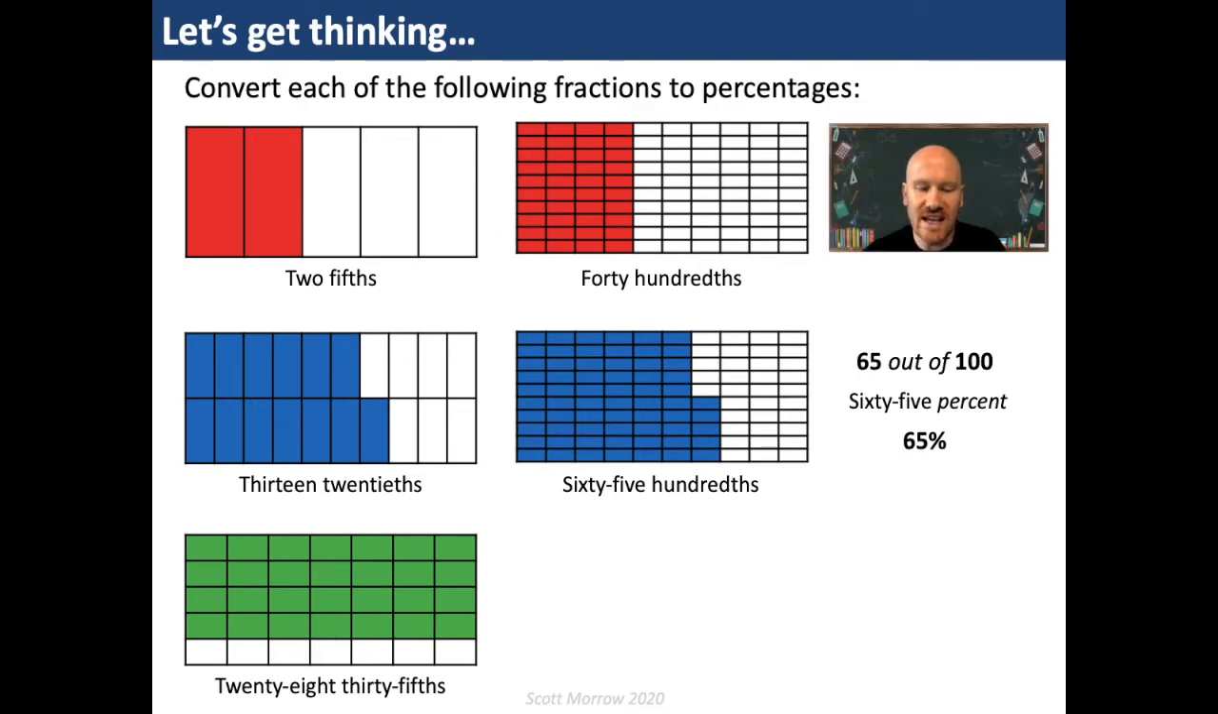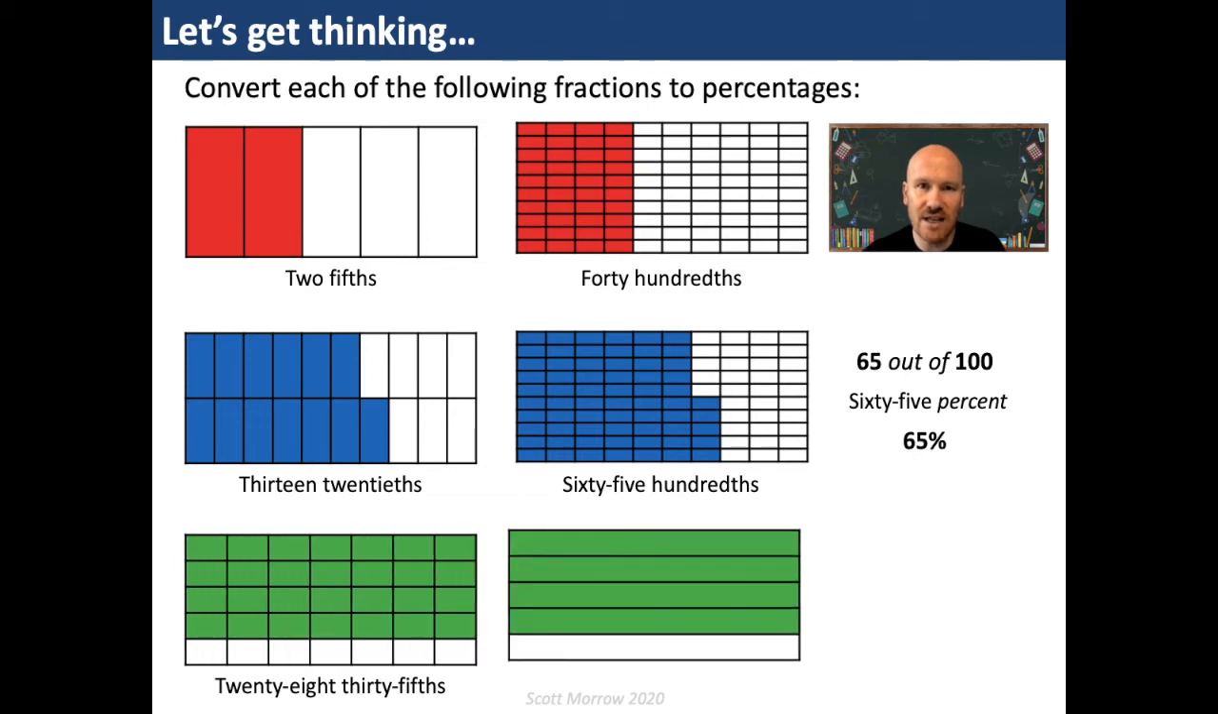Now the last one is trickier. We've got 28/35, and I can't convert 35ths into hundredths. However, what I can do is simplify that fraction to begin with. I can see that 28/35 is exactly the same as 4/5. All I've done is combined 7 parts at a time.